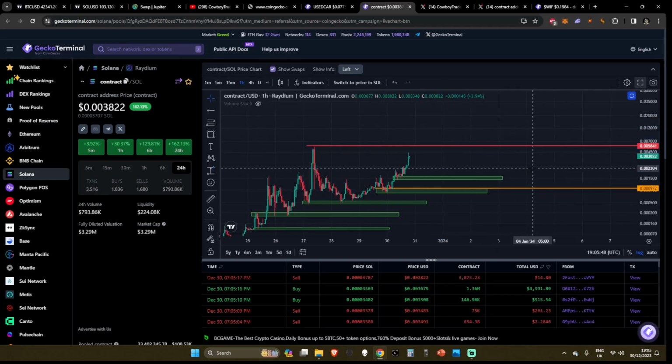It doesn't look like this thing is slowing up right now. I do think a blow off top for this is going to happen very, very soon.